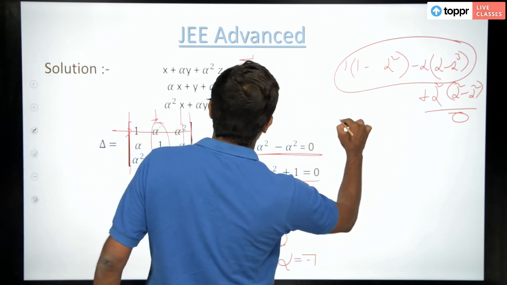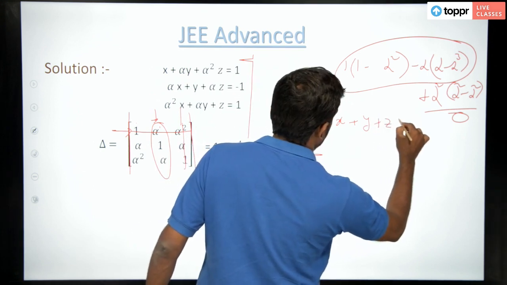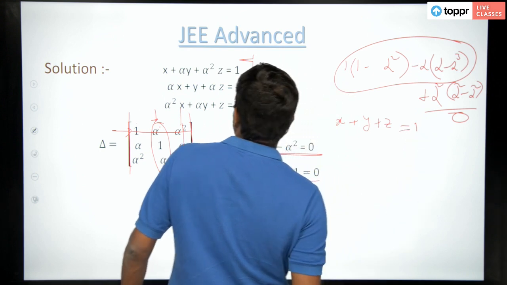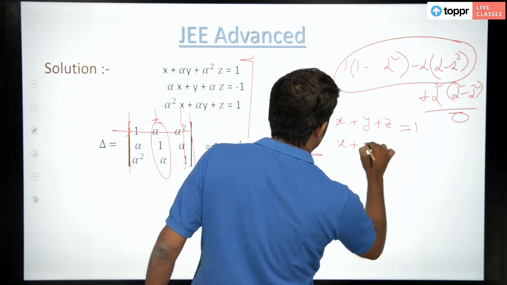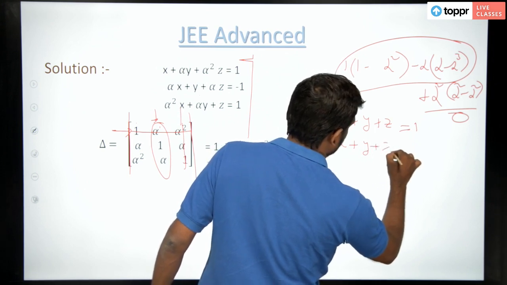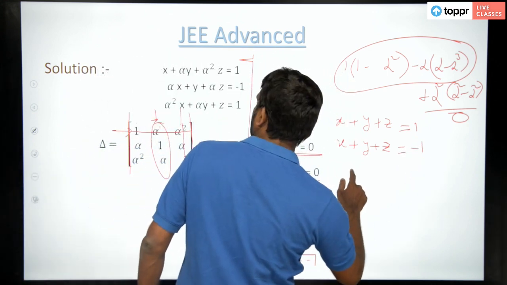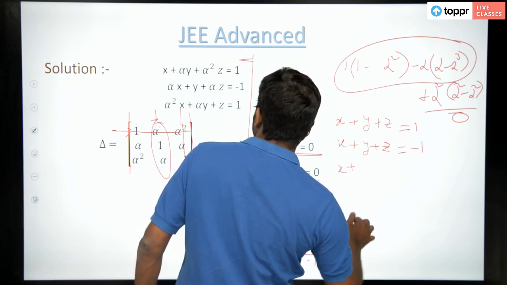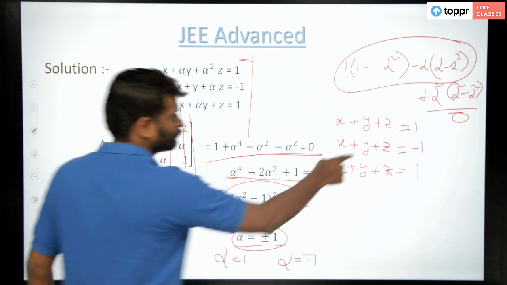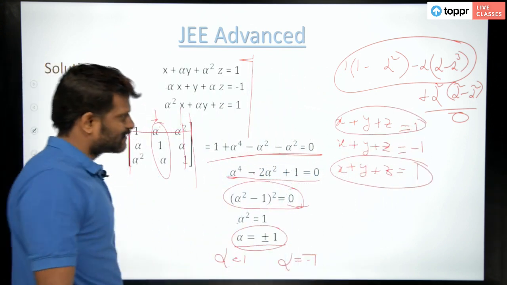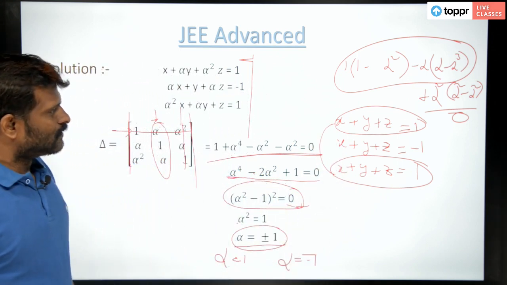Alpha is 1, then the system of equations will become x plus y plus z is equal to 1. And if I take the next one, x plus y plus z is equal to minus 1. And then if I substitute in the third equation, I get x plus y plus z is equal to 1. If you look at this, these two planes are exactly the same, they coincide with each other, they sit on each other.